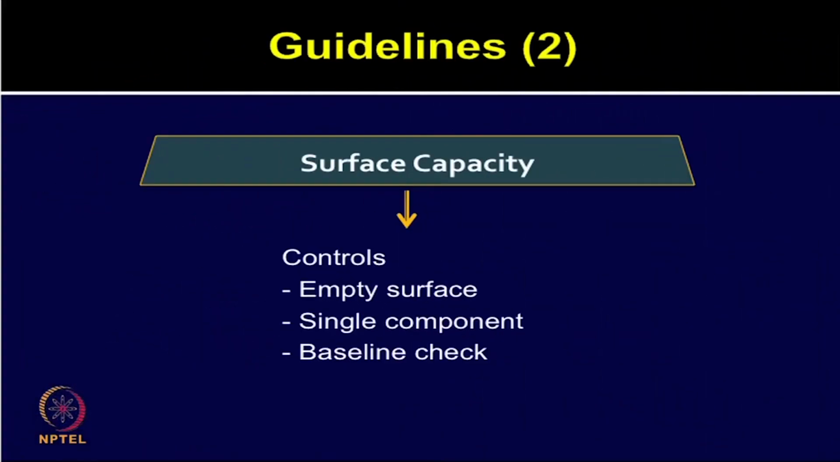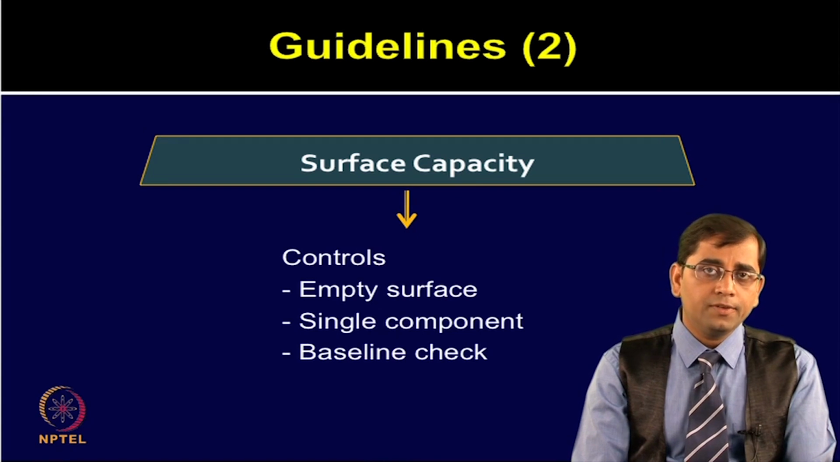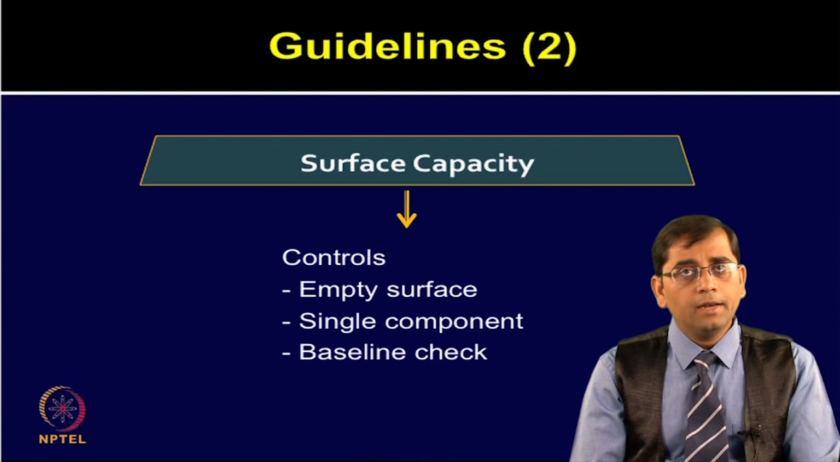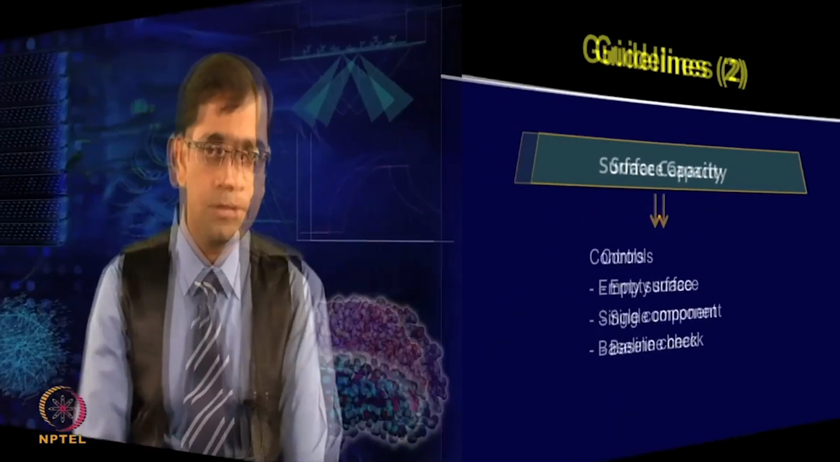Ideally, the analyte and the ligand should be monomeric in solution, able to form a one-to-one complex for the data to fit into the simple reaction model. Surface capacity is another important consideration. What kind of controls need to be used? What reference empty surface needs to be used? Single component binding and baseline checks, all of these are important points to consider.